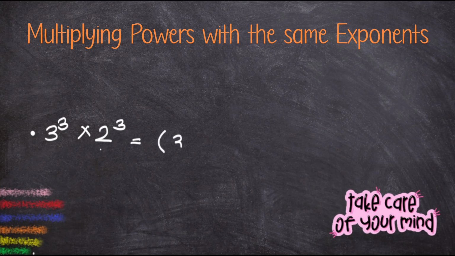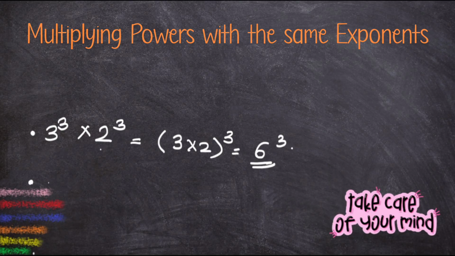What you will do? 3 into 2. And since exponents are same, we are going to write it only one time. Okay. So when you do this, you will get the answer as 6 raised to the power 3. So it is a very simple law.